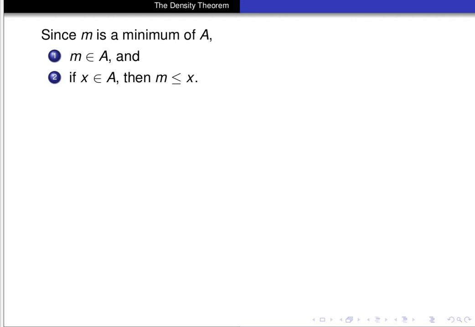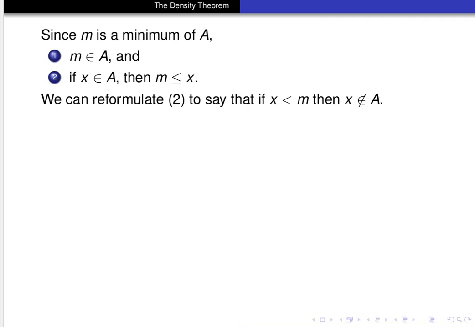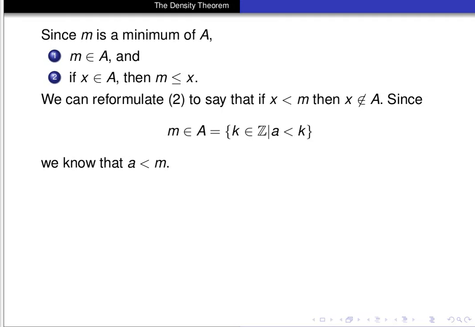Since m is a minimum of the set A, we know that m is an element of the set A. And if x is in the set A, then m is less than or equal to x. We will reformulate this to say that if something is less than the minimum of A, it's not in A. So if x is less than m, then x is not an element of the set A. Now, since m is in the set A, and A is defined as the set of all integers k so that a is less than k, we know that a is less than m. So m is one of those integers that are larger than a.